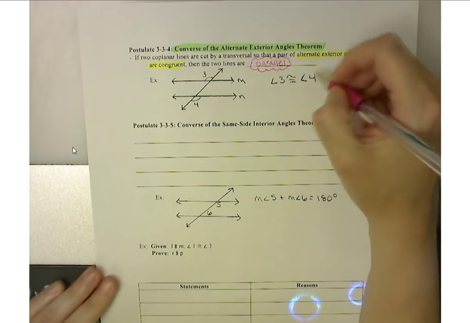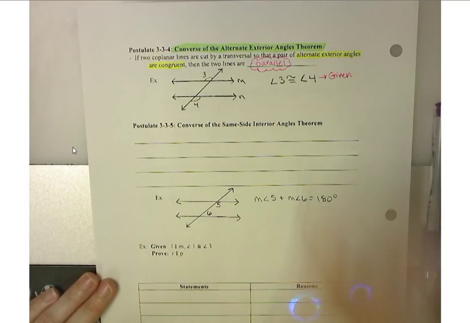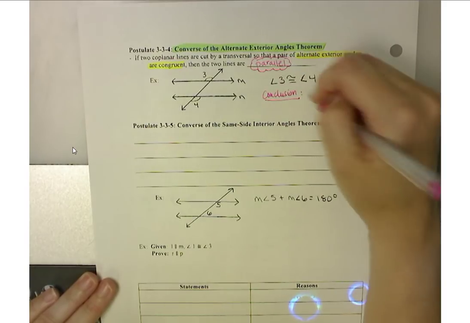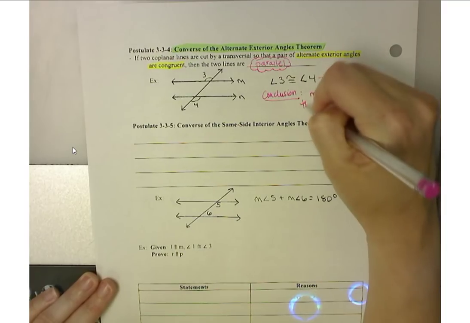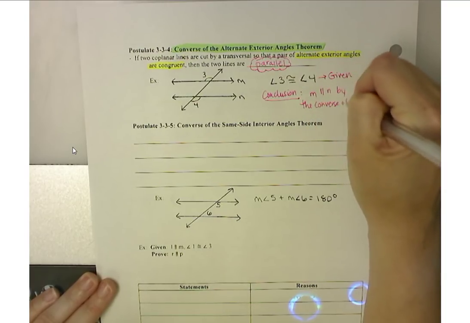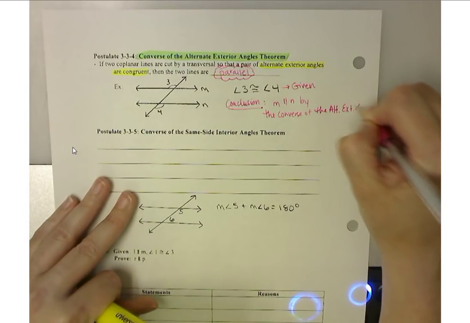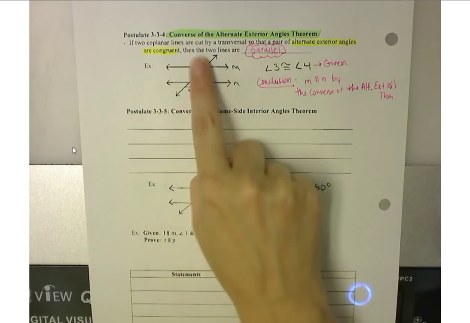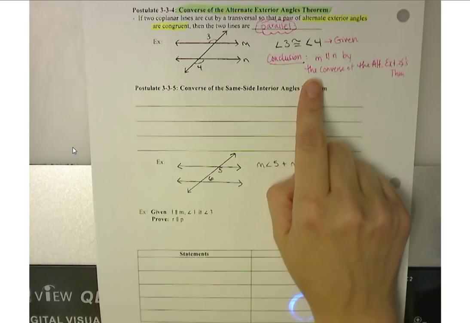So you were given that angle 3 was congruent to angle 4. So your conclusion is going to be that M is parallel to N by the converse of the alternate exterior angles theorem. Right? Now, when you are doing this yourself, you are going to have to analyze what type of angles you have, and then you're going to use the corresponding converse of the theorem or the postulate.